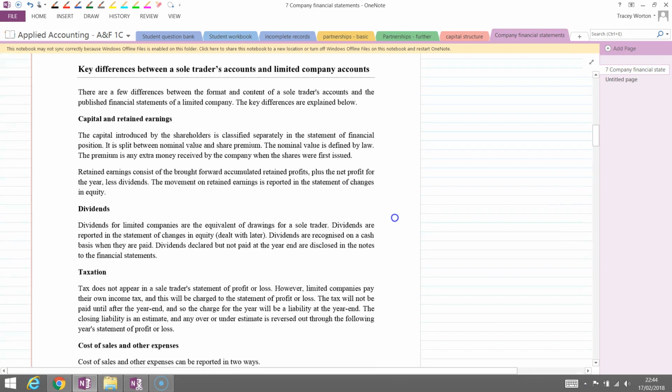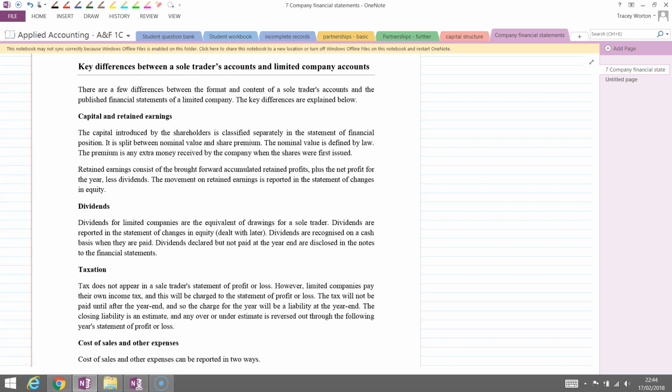So the key differences between a sole trader's accounts and a limited company's accounts. There are a few differences between the format and content of sole trader's accounts and the published financial statements of a limited company, and the key differences are given below. So firstly, capital and retained earnings. Capital introduced by shareholders is classified separately in the statement of financial position. It's split between the nominal value and share premium, as you saw in the previous section in your notes, and the nominal value is defined by law. The premium is any extra money received by the company when the shares were first issued.